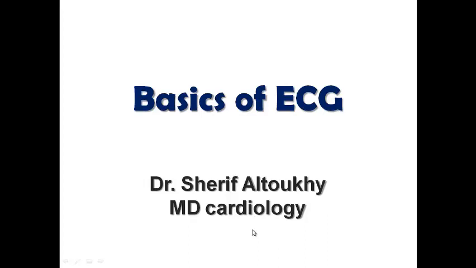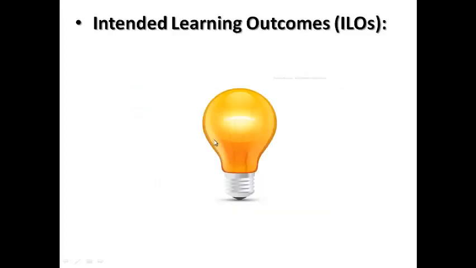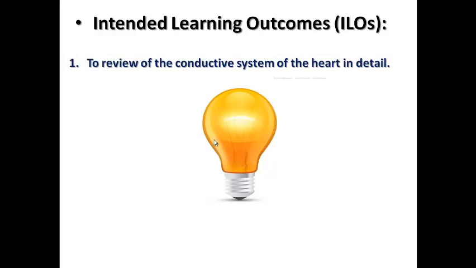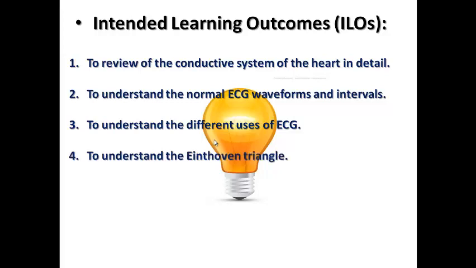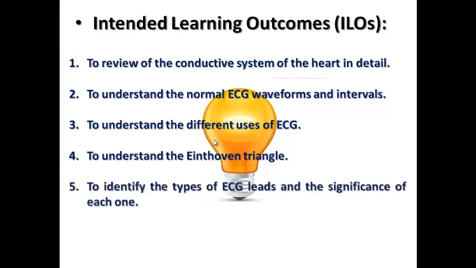So the first thing that we are going to start our lecture with is the ILOs, or the intended learning outcomes, that you are going to have in this lecture. The first thing is that we are going to review the conductive system of the heart in detail, as we said. We are going to understand the normal ECG waveforms and intervals. We are going to understand the different uses of ECG. We are going to understand the idea of the Einthoven triangle, which is an important basic in the ECG in order to understand the axis. We are going to identify the types of ECG leads and the significance of each one.